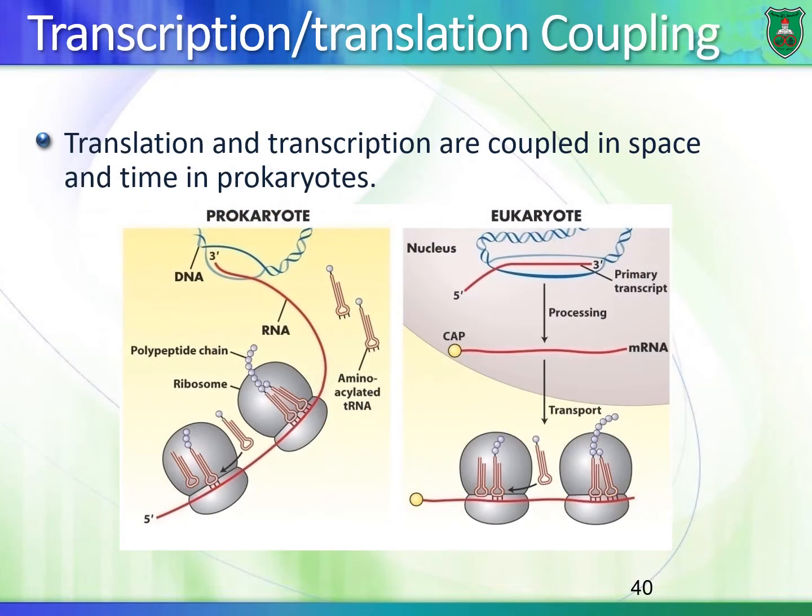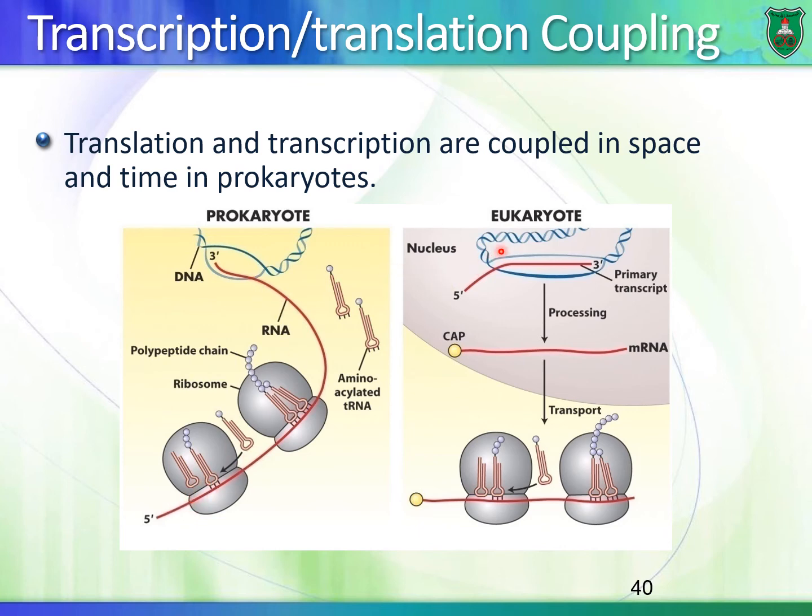Now, there is a difference between prokaryotic cells and eukaryotic cells, and that is in prokaryotic cells, there is coupling between translation and transcription in space and time. Meaning that they can occur at the same place at the same time. The reason is that you have the messenger RNA coming out from the 5' end to the 3' end, right? So now the 5' end can be read by ribosomes and tRNA and so on. So you can have transcription happening at the same time as translation.